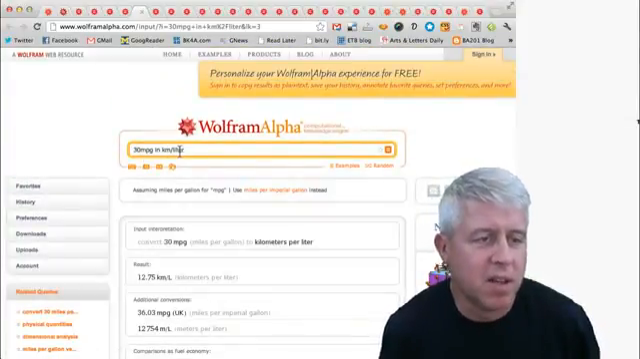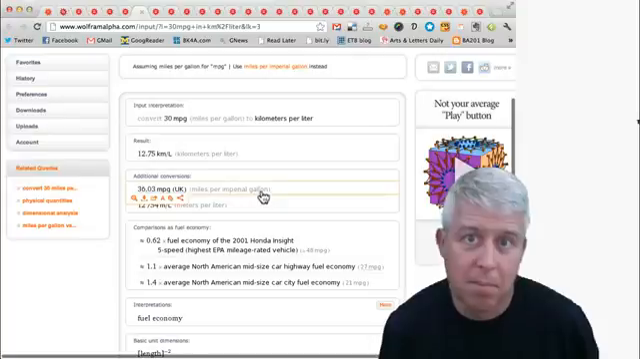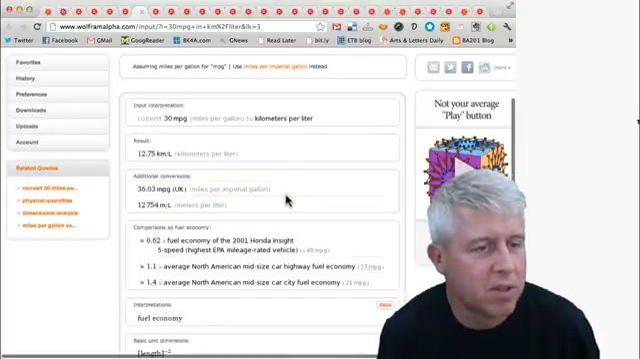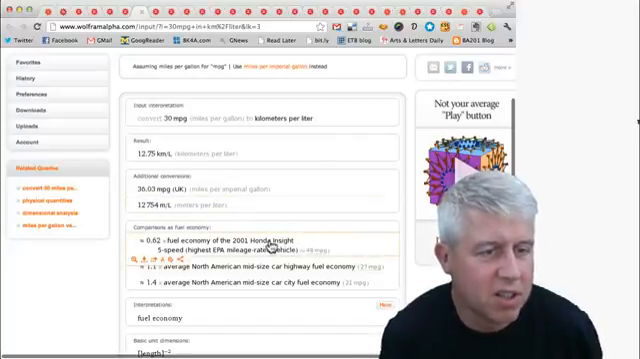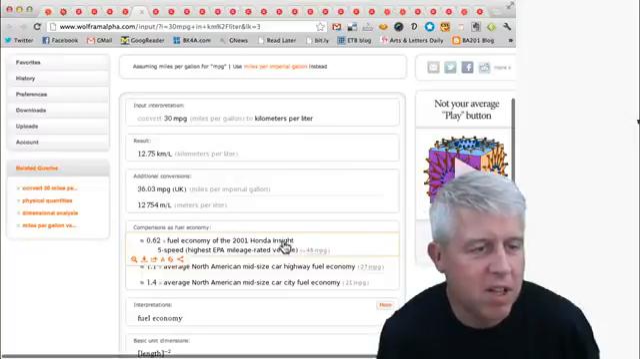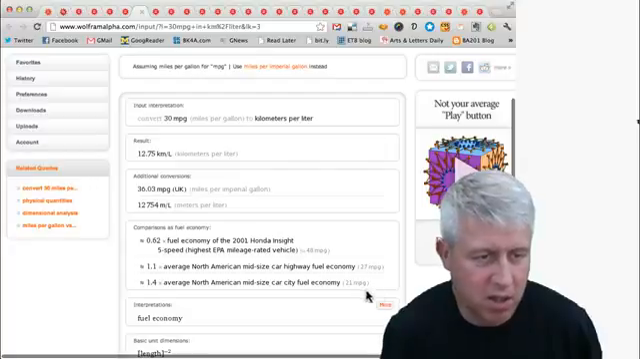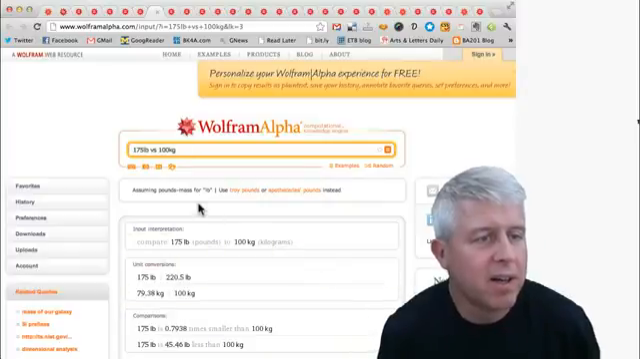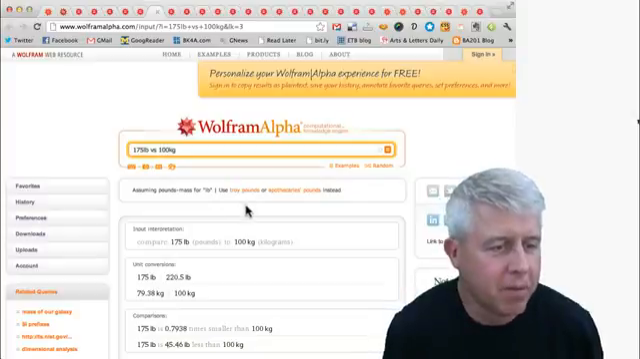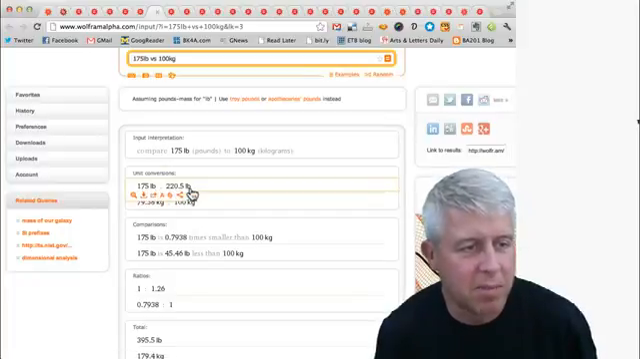30 miles per gallon in kilometers per liter. Sure, it'll give you the answer. It'll give you miles per imperial gallon if you happen to be going over to the UK, and meters per liter. Here is the highest EPA mileage rated vehicle, and 1.4 times the average midsize car fuel economy. Sure. It just goes on and on, right? Here, compare 175 pounds with 100 kilograms. I wonder which is bigger. And it goes ahead and shows you 175 pounds is that many.